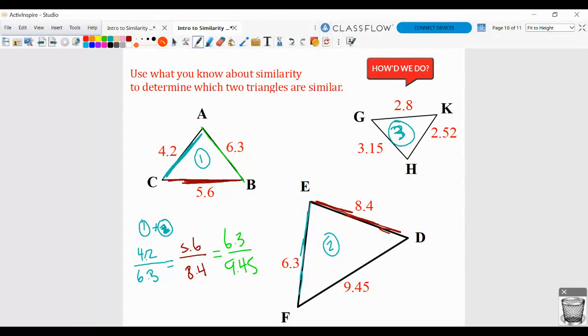So I'm going to pick up my calculator. 4.2 over 6.3 is 2/3. It's 0.6 repeating. 5.6 over 8.4 is also 0.6 repeating, which is 2/3. And finally, 6.3 over 9.45 is also 0.6 repeating, which is 2/3. So I have actually already figured it out.